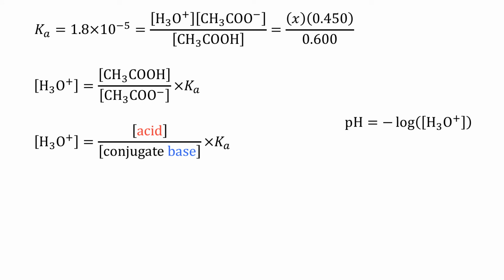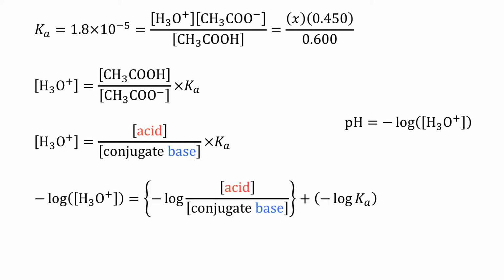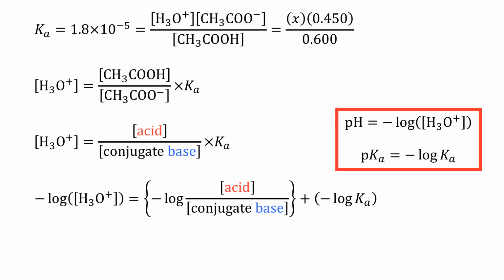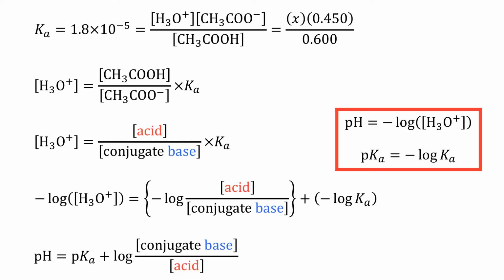If you remember that the pH is equal to minus log concentration of hydronium, then by taking the negative log of both sides will give us a new expression. Remembering that pH is equal to minus log hydronium concentration and pKa is equal to minus log Ka, this will allow us to obtain the pH of the buffer solution via a new equation, the Henderson-Hasselbalch equation.